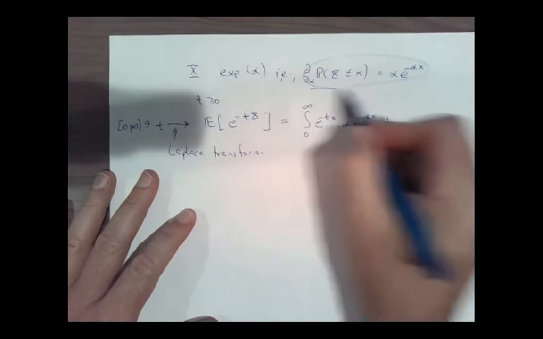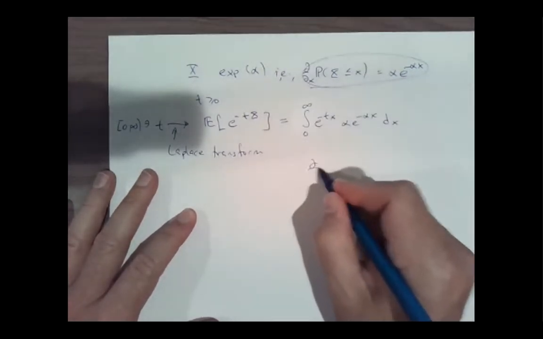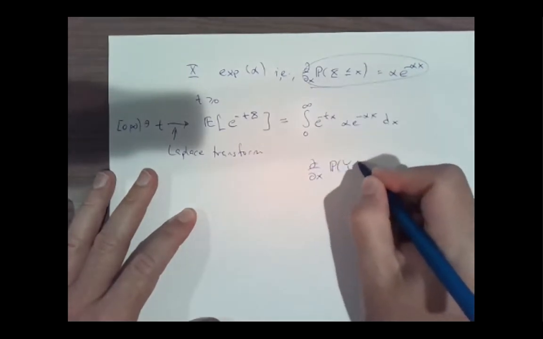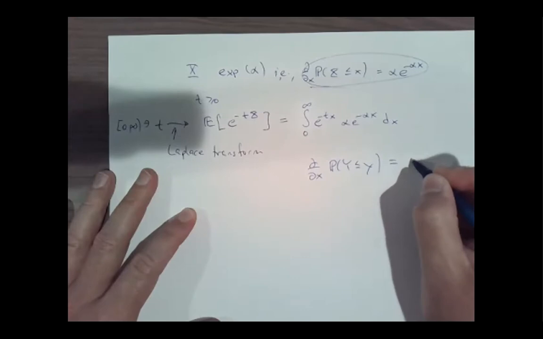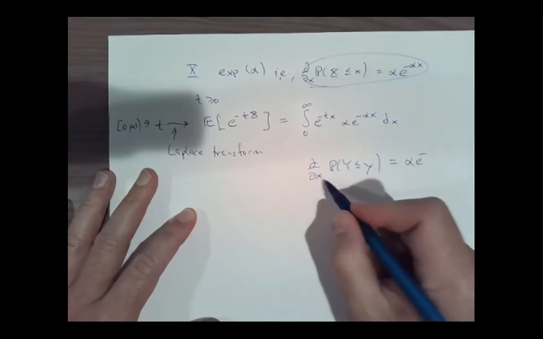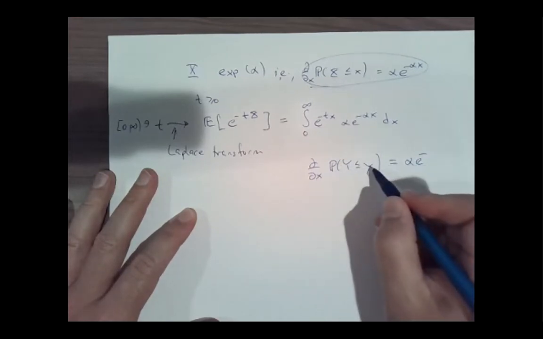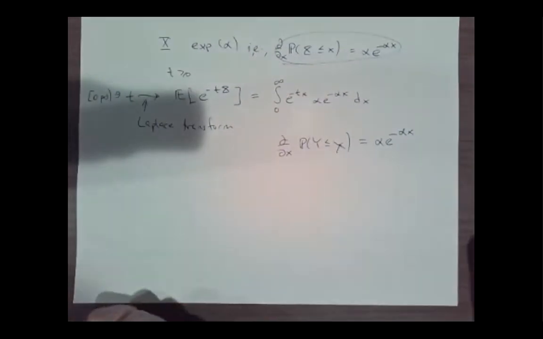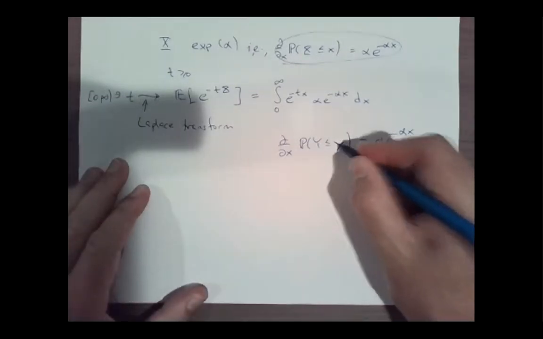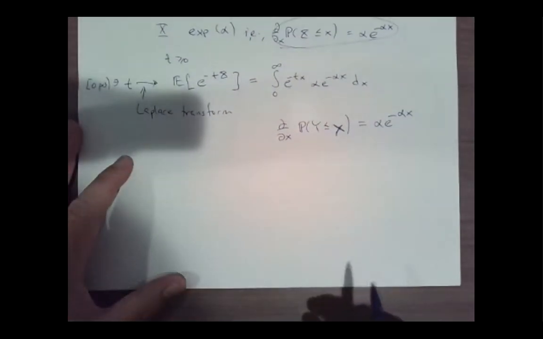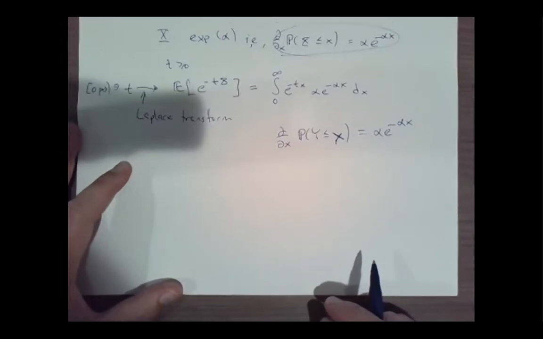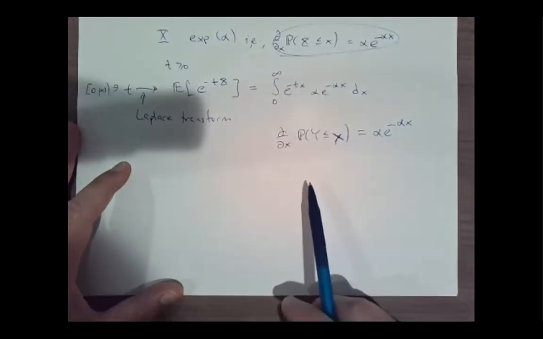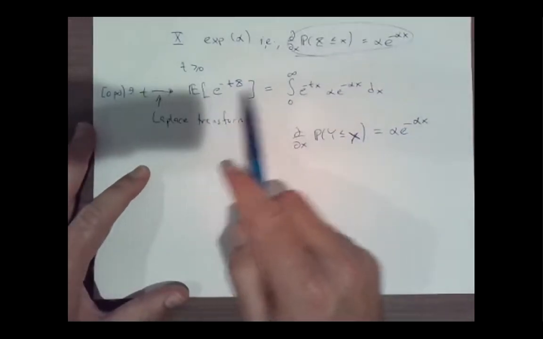If we take this as a definition of a density function, then I will write the same thing, but instead of the random variable x, I will write the random variable y. This is alpha e to the minus alpha y, using little x here and little y there. So these two have the same density. Equivalently, they have the same Laplace transform.